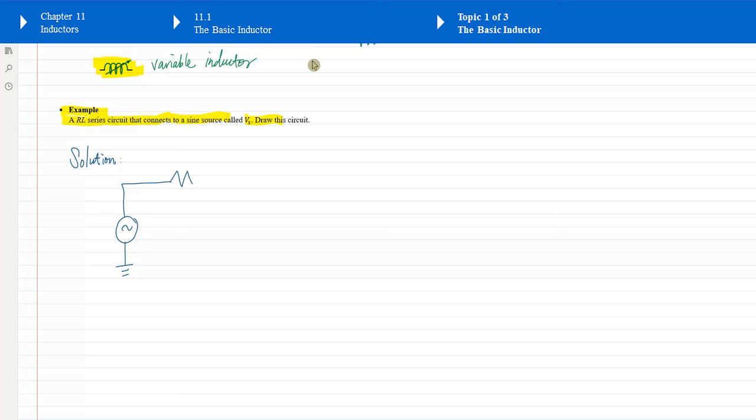R is the resistance, and then L is the inductance. We use Vs for the source, R is the resistor, L is the inductor. This is the RL series circuit that connects to a sine source.